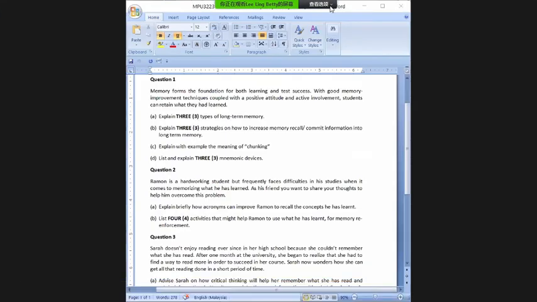All right, so topic number 6 is about memory. Memory, to happen in terms of learning and test success. So in terms of improvement techniques combined with this positive attitude and active involvement, you need to explain 3 types of long-term memory. So procedural, semantic, and episodic. Explain 这3种. Okay. And for B, strategies how to increase your memory.